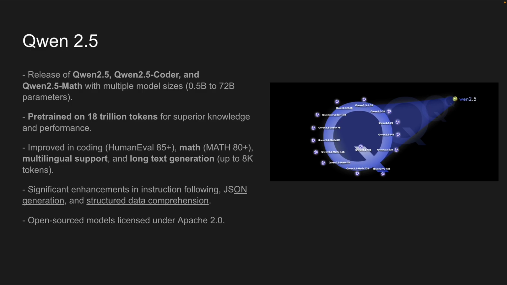Qwen 2.5, the new update, includes the Qwen 2.5 model, Qwen 2.5 Coder, and Qwen 2.5 Math, with different model sizes all the way from 0.5 to 72 billion parameters. Not only are they outperforming all the other open source models currently, but they have released 12 different versions of these models. They've been pre-trained with 18 trillion tokens for, as they're saying, superior knowledge and performance. It tends to have improved metrics on coding, math, multilingual support, and long text generation. There have been various advancements in instruction following, JSON generation, and structured data comprehension. This, of course, is an open source model, so you should be able to use it at no cost.